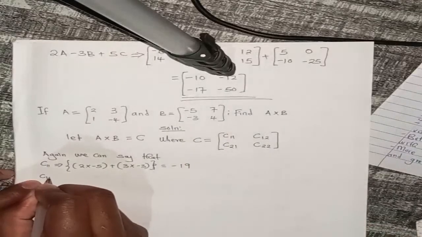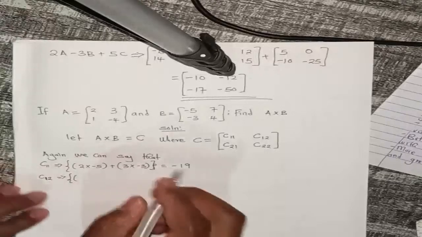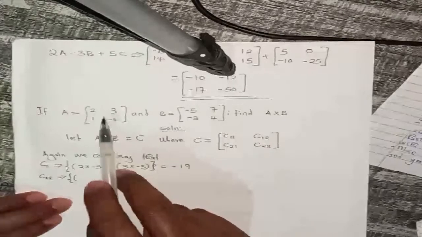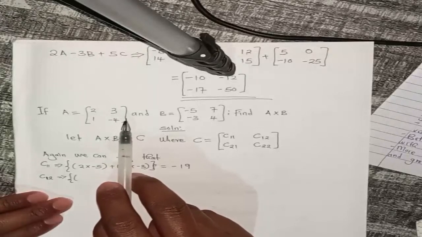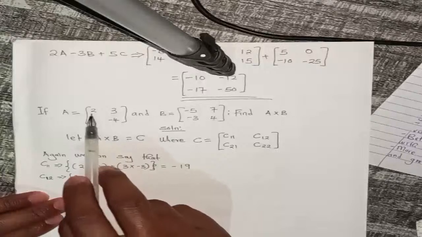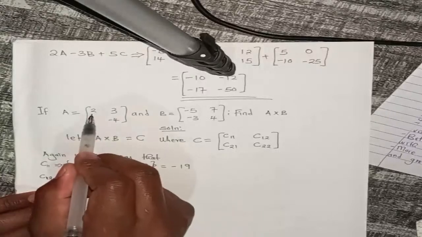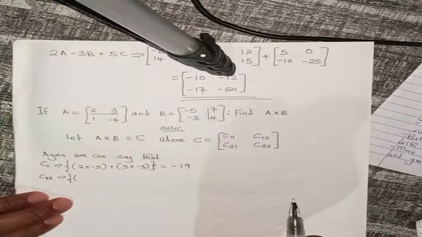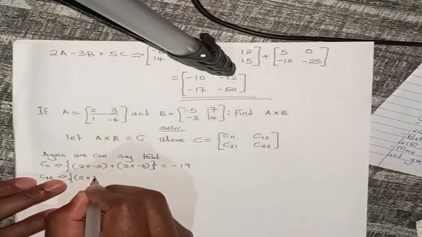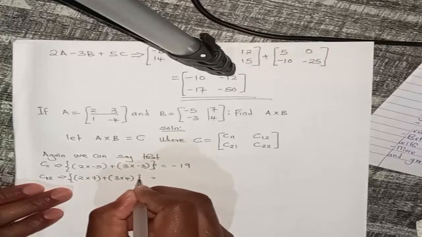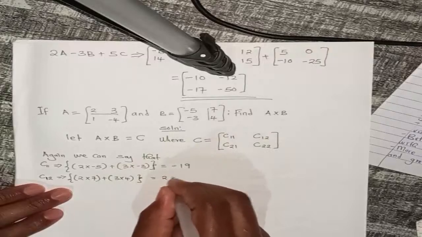Then we have C12, and again C12 is equal to the sum of the products of the first row elements of A multiplied by the second column of elements of B. So this is 2 times 7 plus 3 times 4, and this is equivalent to 26.